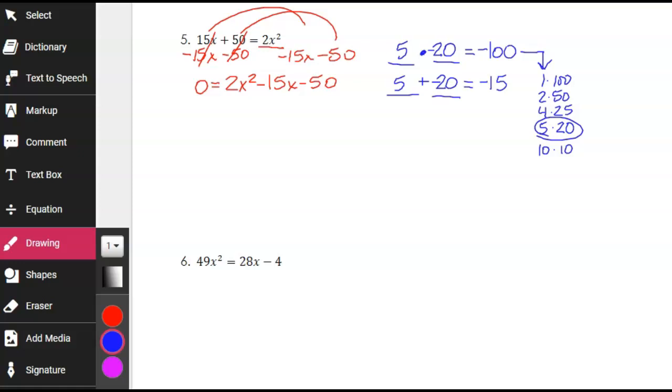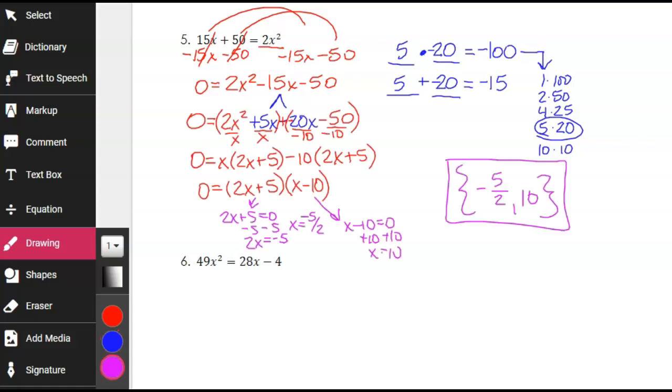So take a moment to insert your magic numbers into your problem for the middle term. Factor by grouping and find your solutions. Pause your video and try it out. Okay, go ahead and check your work.